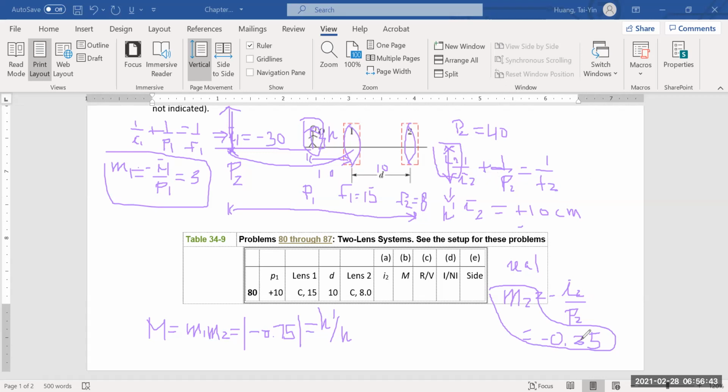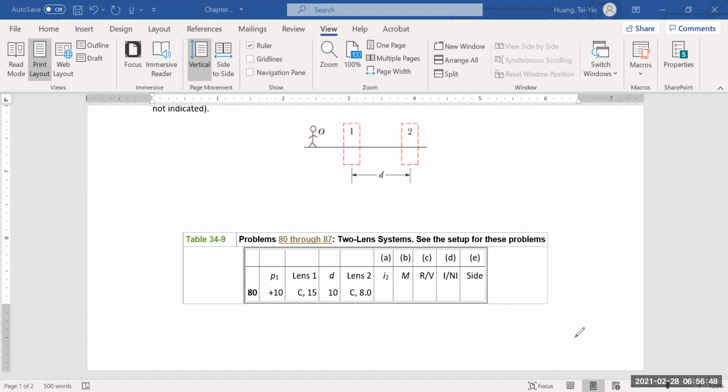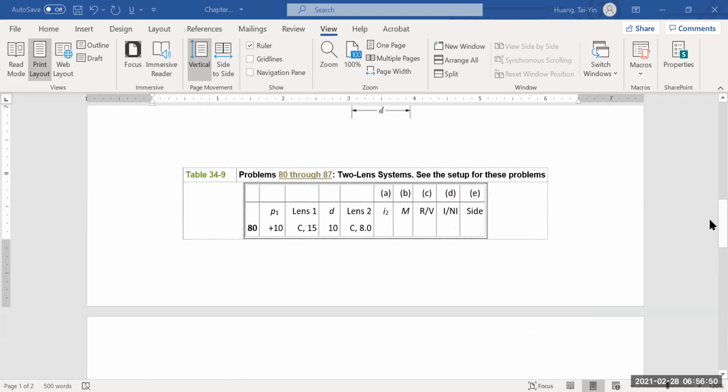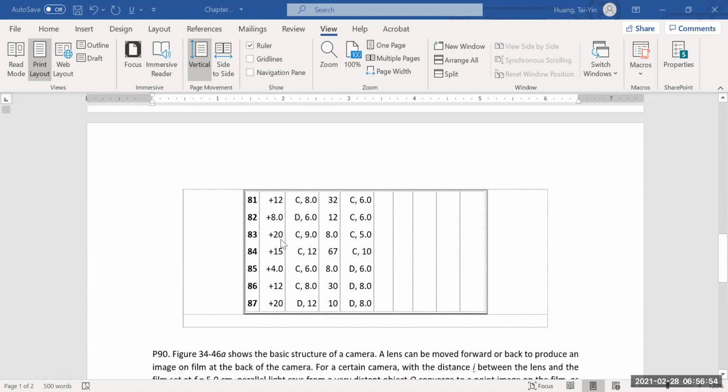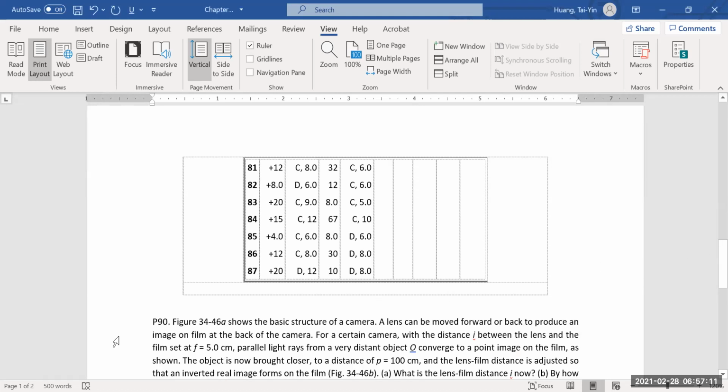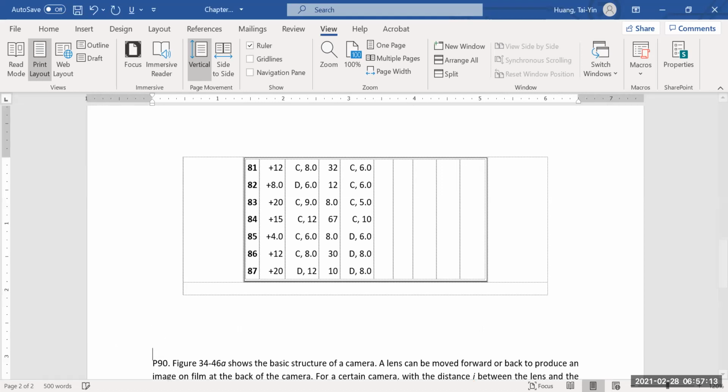So let me erase this first, and then let me just go down. So problem 83, we have the object at 20. The first lens is a convergent lens with a focal length of 9. The separation of these two lenses is 8 centimeters. And the second lens is also a convergent lens with a focal length of 5. So based on this, we want to do the same, do the problems.